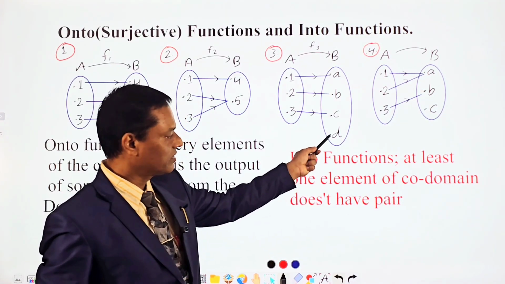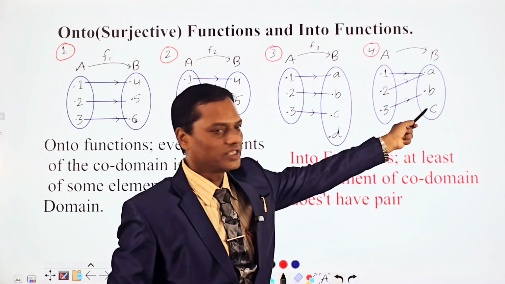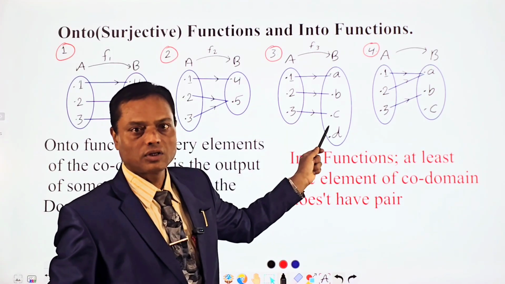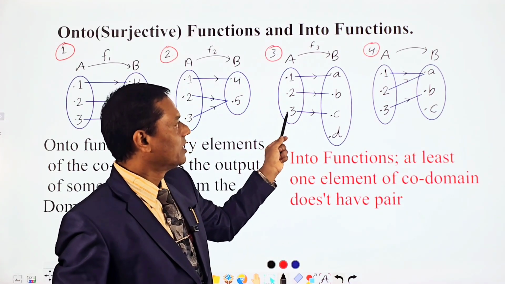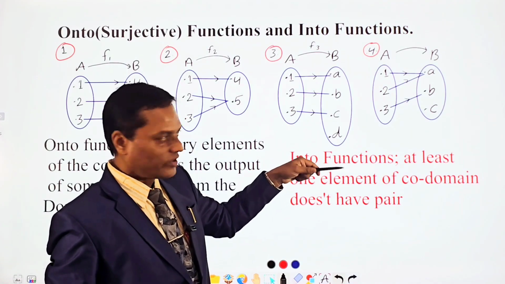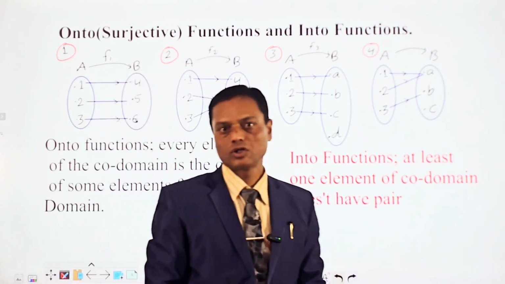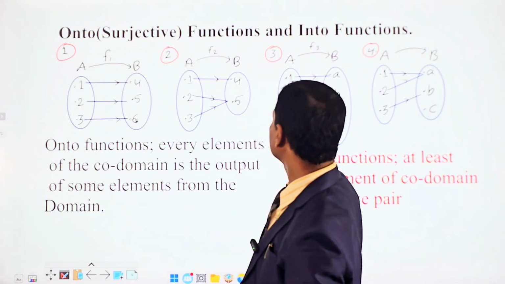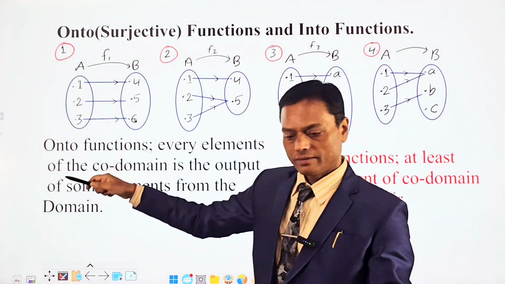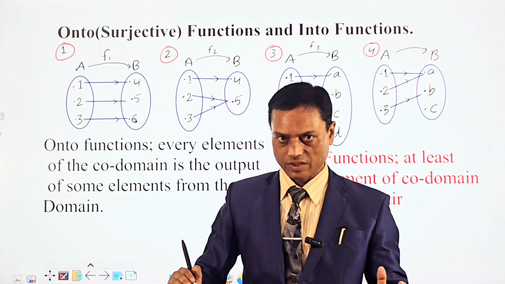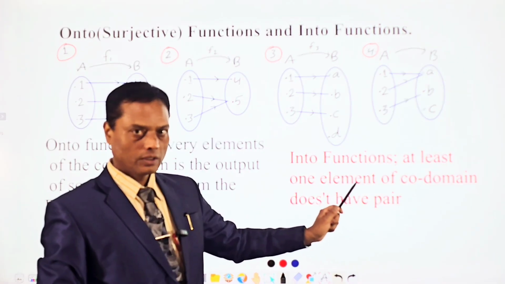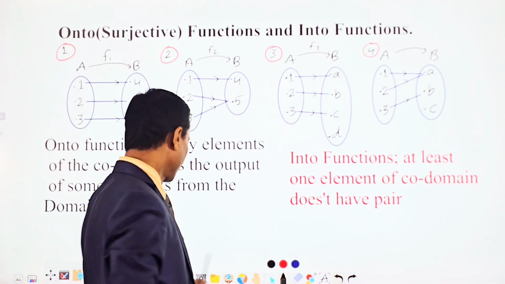So you can see that here D doesn't have any pair, and here C doesn't have any pair. So we can say these two functions are called into functions, or one-to-one into functions also. Very soon I'm going to explain one-to-one function as well, but right now we can say it's an into function, and that's onto function. Codomain and range are equal in onto function, and here codomain and the range are not equal, or the range is a subset of codomain.